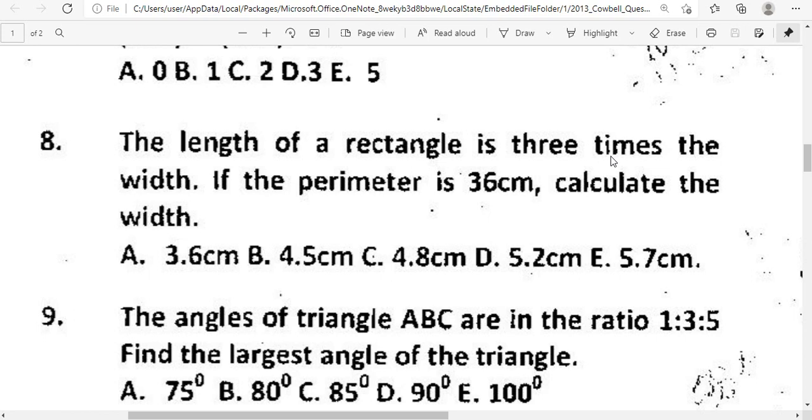Did you hear what I just said? If the width, which is the breadth, we call it b, it means that the length must be 3b, because it's written here that the length of a rectangle is 3 times the width. Then you are given the perimeter. Use the length and the breadth to calculate that perimeter, and you have your answer.